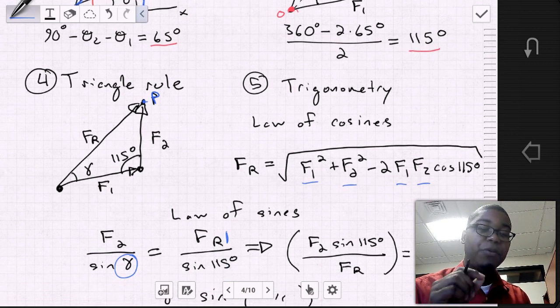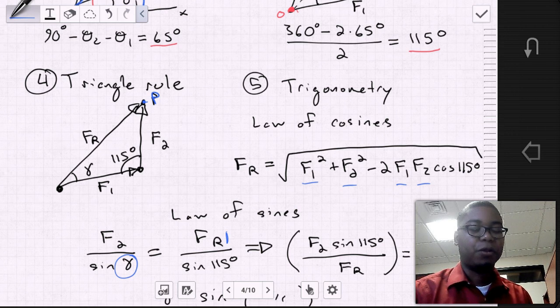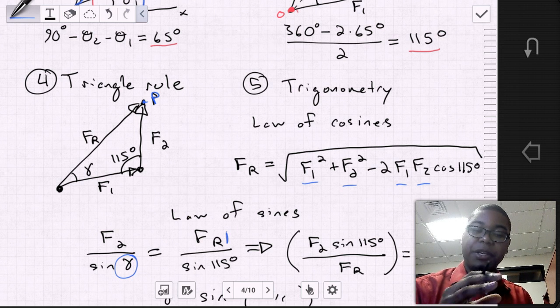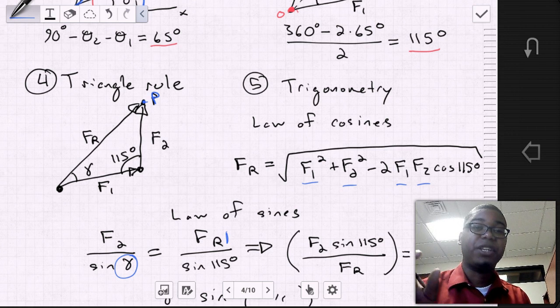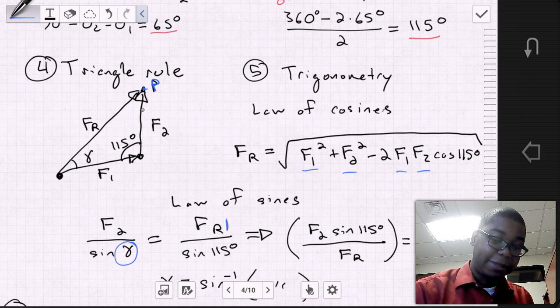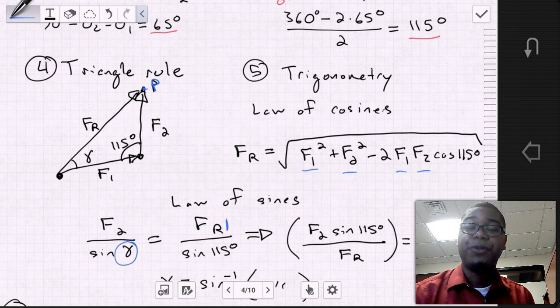So now the next step is we need to find the direction of the force resultant. For that, we can use the law of sines. Remember the law of sines: a over sine of a is equal to b over sine of b, which is equal to c over sine of c. In this case, we're replacing the a, b, c magnitudes and angles with the force 1, 2, and R magnitudes and angles. When we do that, we find that F2 divided by sine of gamma is equal to FR divided by sine of 115 degrees.